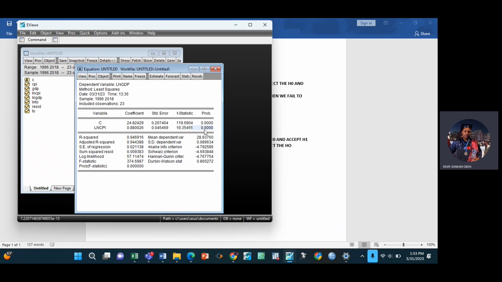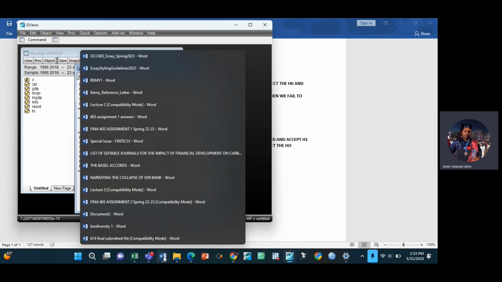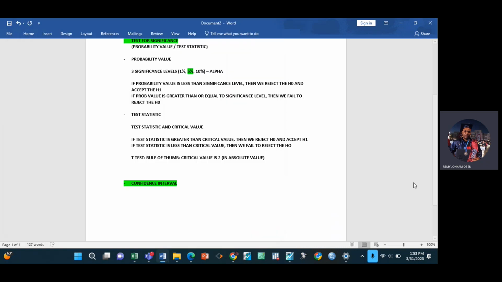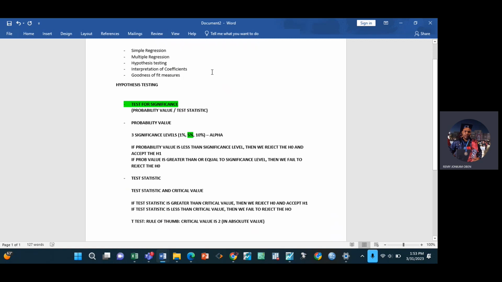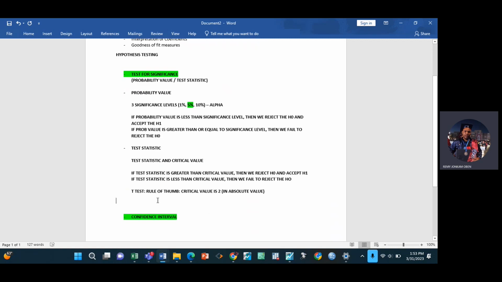First of all, let's start with the probability value. By the way, before performing any statistical test, you need to know the null and the alternative hypothesis. Because if you don't know these hypotheses, then how can you know what to reject and what not to reject? Where can I write it? Okay, I should write it down here.